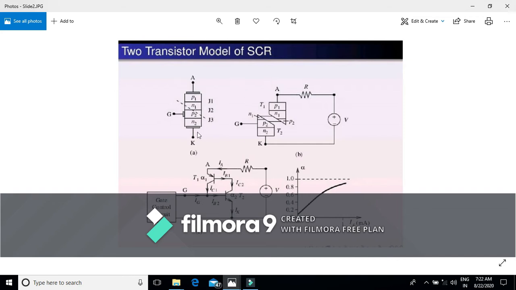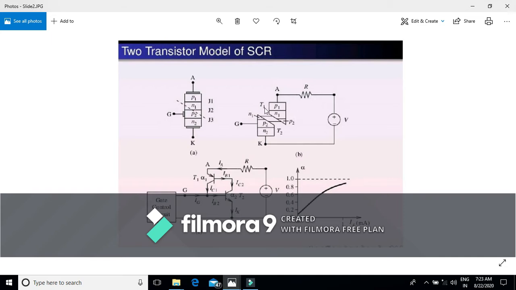The other model to explain the thyristor's operation is the two transistor model of the SCR. This figure A shows the diagram of this thyristor. The two transistor model is obtained by bisecting the inner two middle layers along the dotted lines, which results in the formation of two halves, as shown in the figure, one half with junction J1 and junction J2, and the second one with junction J2 and J3.